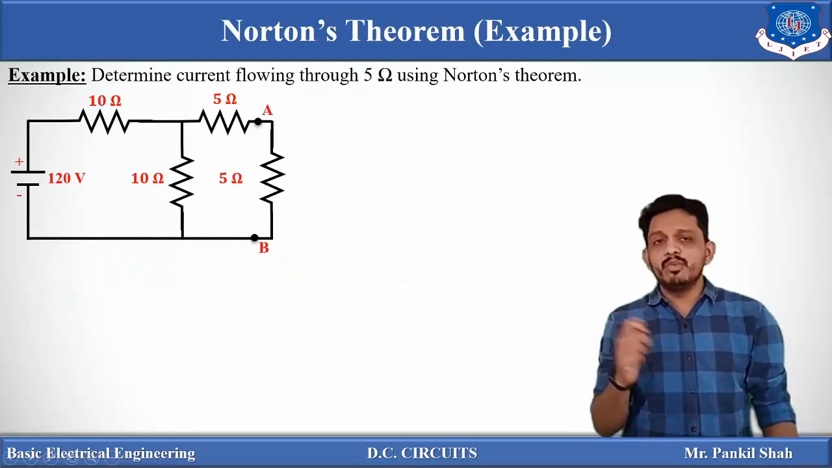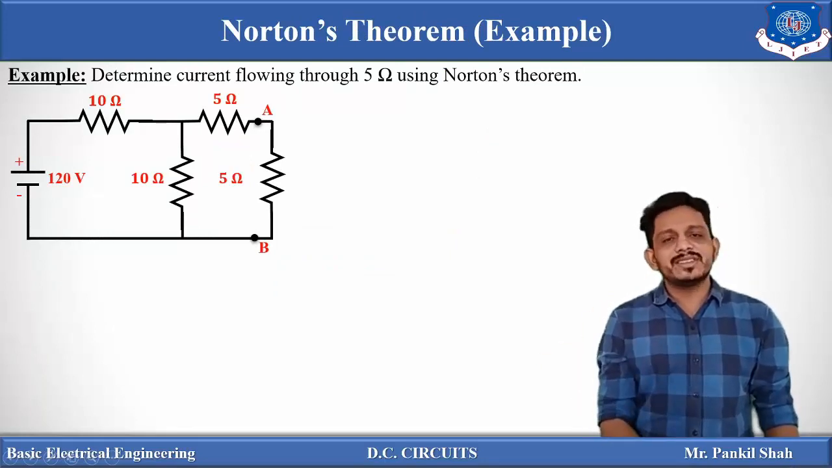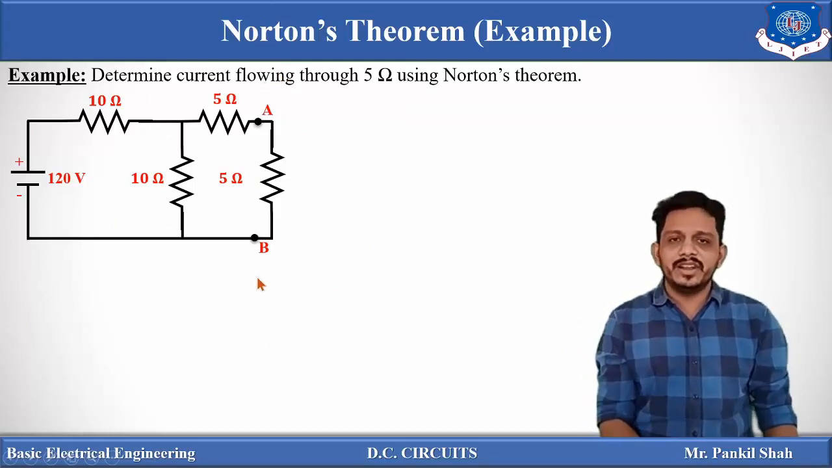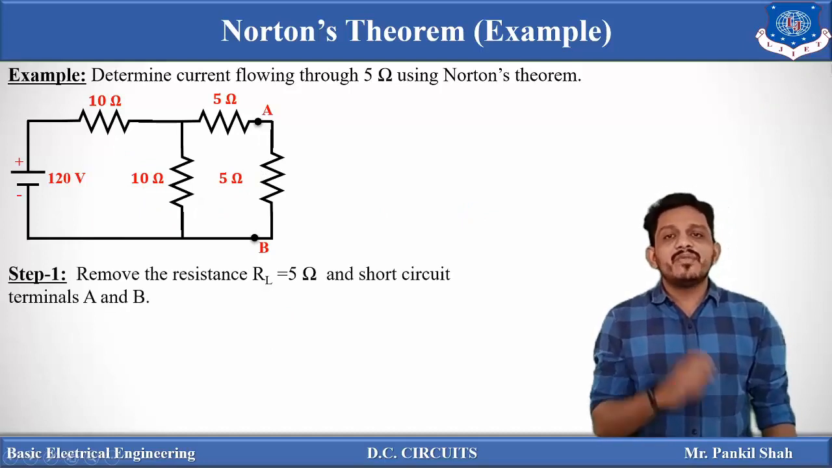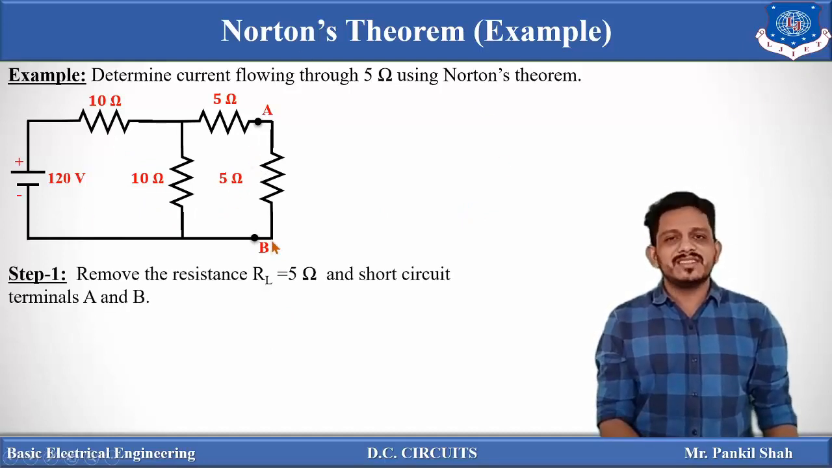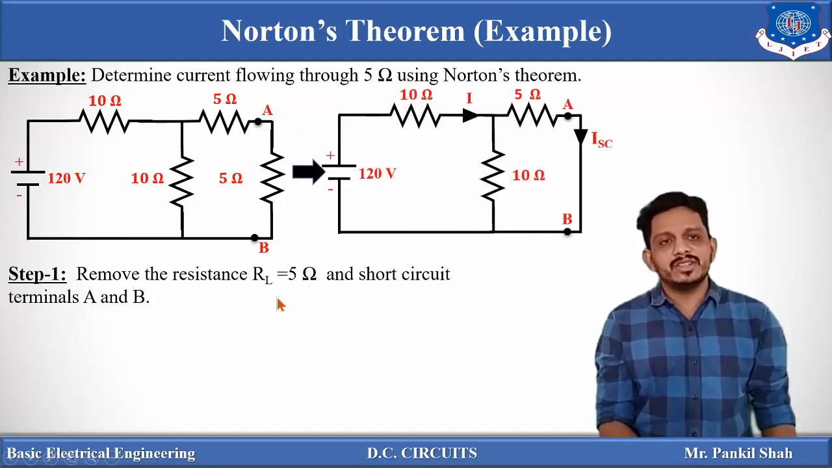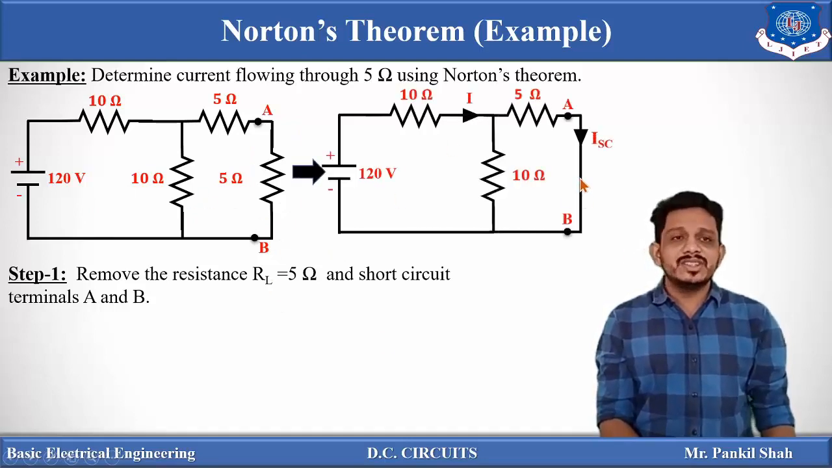Let's consider one numerical based on this Norton's theorem. So we have taken one network here, just similar to the previous theoretical network, but here we have taken some values. So what will be the first step? The first step is you have to remove the load resistance branch, that is 5 ohm, and you have to short circuit this branch. So we have removed this 5 ohm resistance and short circuited this branch, and we need to find the short circuit current flowing through this branch.